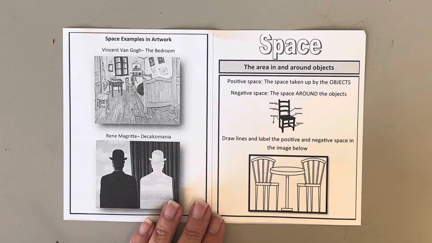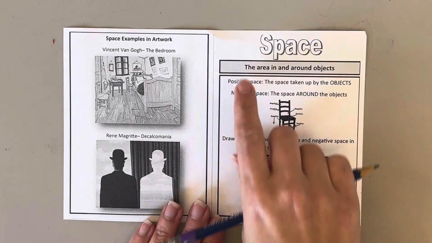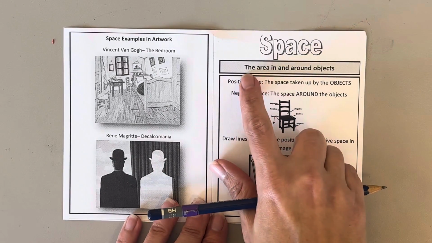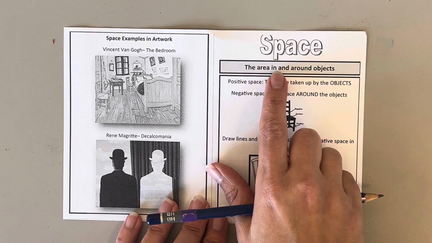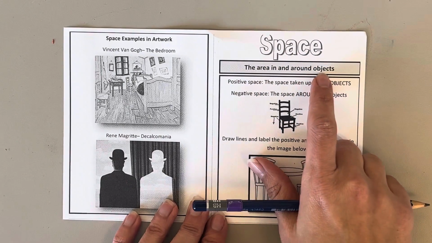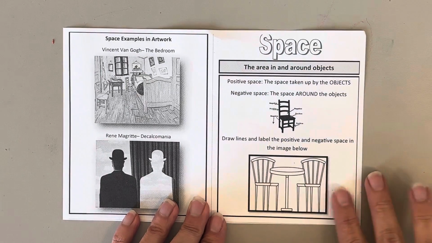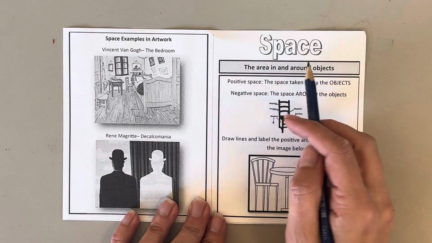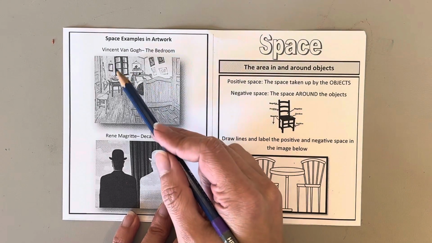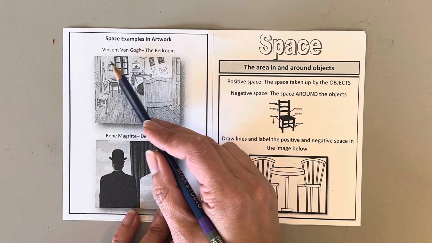Today is our first time talking about it, so let's talk about the definition. Space means the area in and around objects. Now, there are a couple of different ways that people use space in artwork. One of the examples that you see on the side is by Vincent van Gogh.